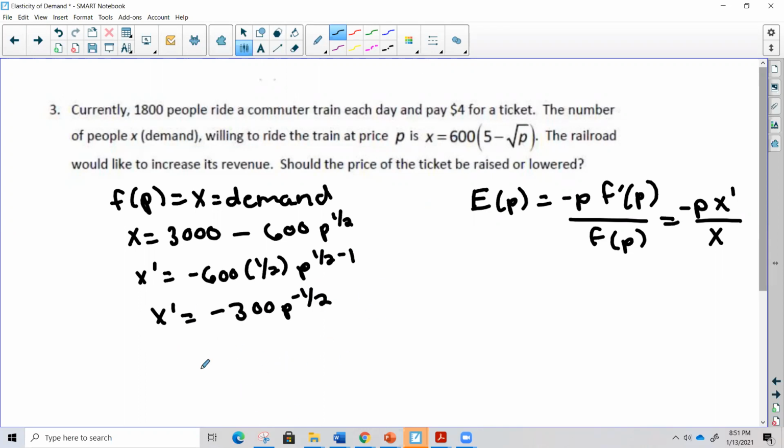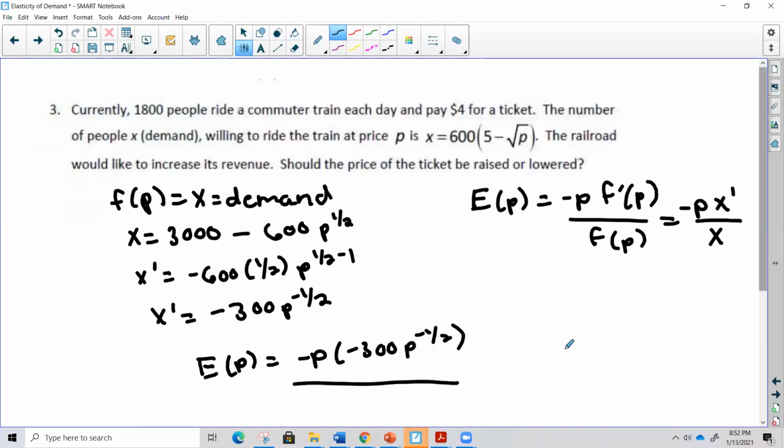So now I'm going to plug it into my formula. So E of P is equal to negative P times what X prime is, which is this negative 300 P to the negative 1/2, all over X. And it doesn't matter which one you use, I'll just use the original one they gave us. 600 times the quantity 5 minus the square root of P. So this is my E of P equation.